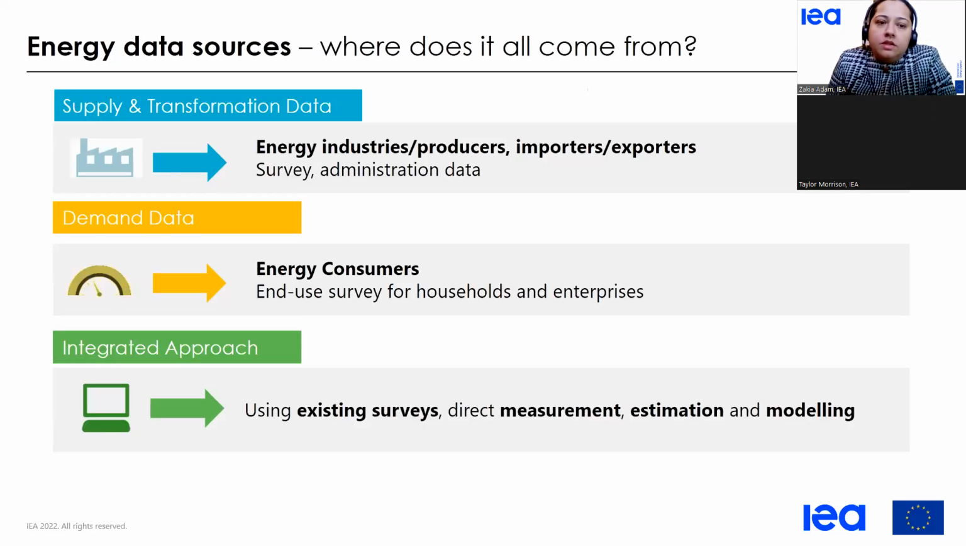So now let's look quickly at how data are collected and where they come from. What are the sources of data for supply and transformation? For this, we usually collect data from energy industries, producers, importers and exporters, and also through surveys and administrative data. For demand data, for energy consumers, we usually have end-use surveys for households and enterprises. And for an integrated approach, we use existing surveys, direct measurement, estimation, and modeling in order to capture all the available data.